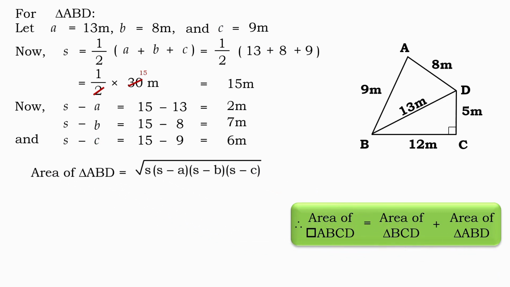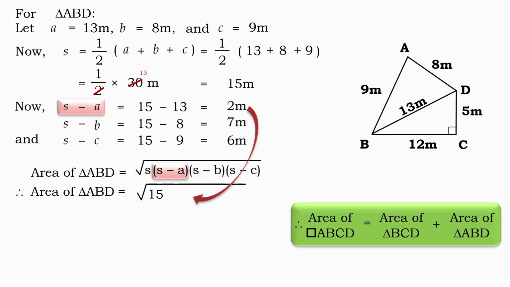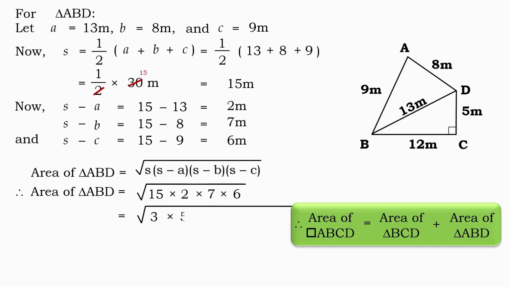Now we have to apply Heron's formula to find the area of triangle ABD. So now put the values of S, S minus A, S minus B and S minus C as well. So what we got? Now let us factorize 15. So 3 into 5 into 2 into 7 into 2 into 3.